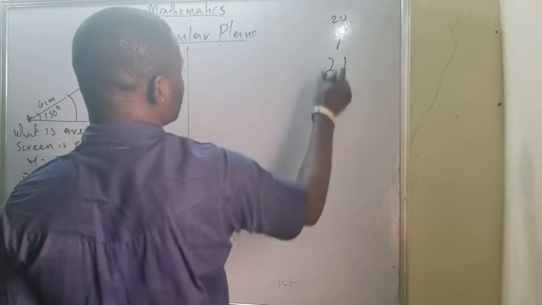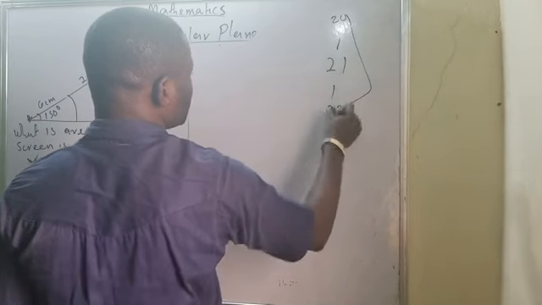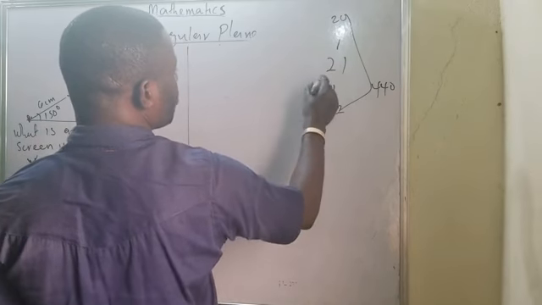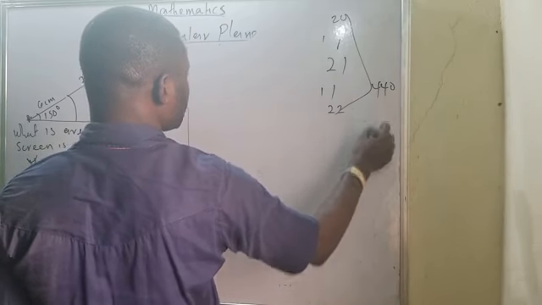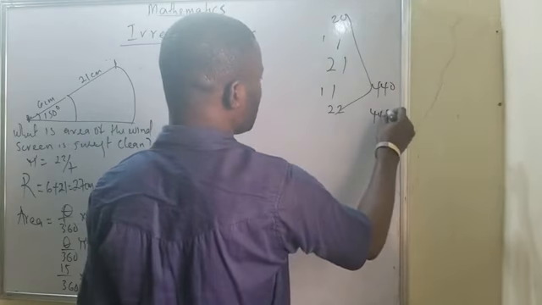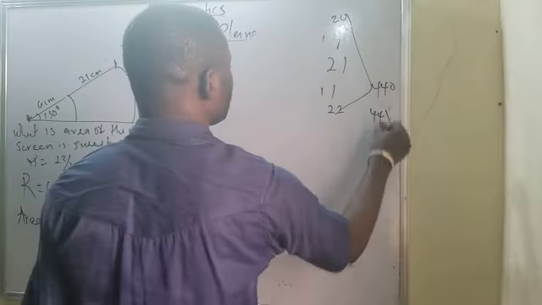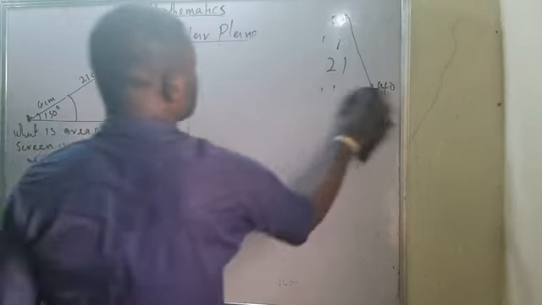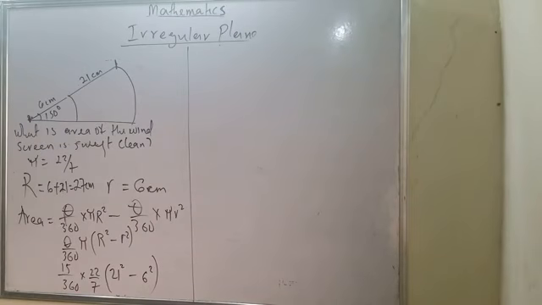21 squared: 1 times 1 is 1, 2 times 1, 2, 2 times 2, 4. That will be 441. Okay, what I'm doing is not correct. Now, which is I have 21 squared, which is 441.